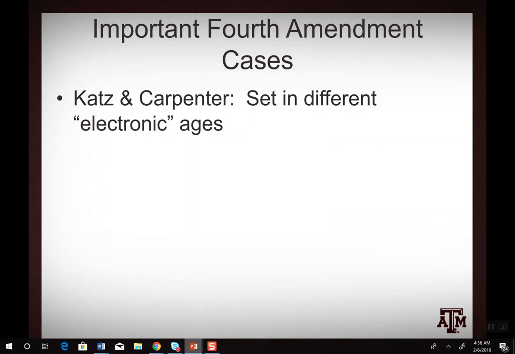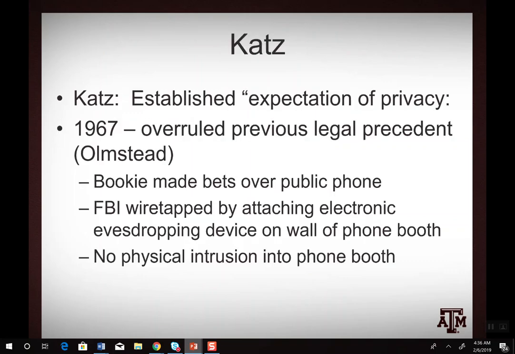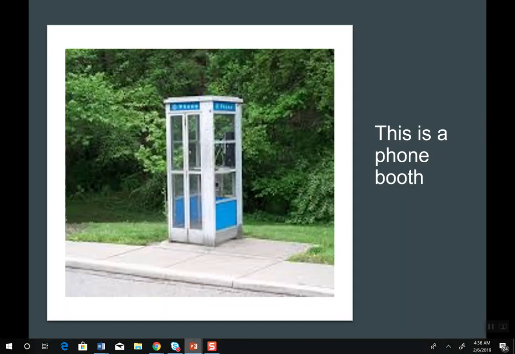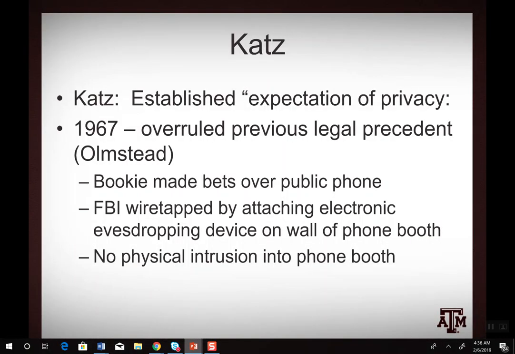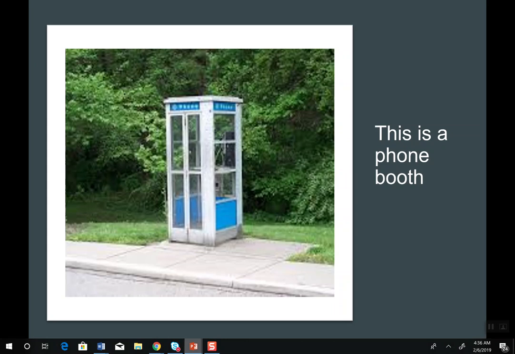So we're going to talk about 2 cases, and they were set in different electronic ages, but remember the law is based on precedent, so Katz is still good law. Katz was a bookie who made bets over a phone booth, and by the way, if you don't know what a phone booth is, this is what a phone booth is. The FBI wiretapped the phone booth not by the call itself, but by putting a device on the outside wall of the phone booth. There was no physical incursion.